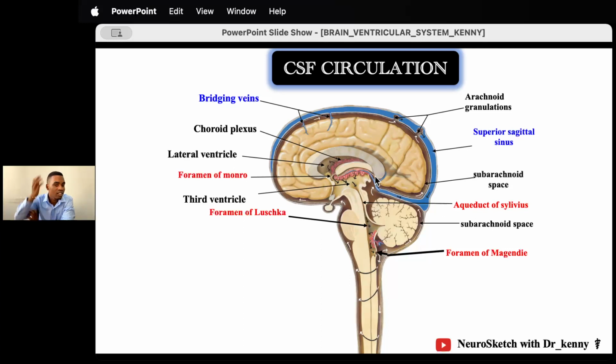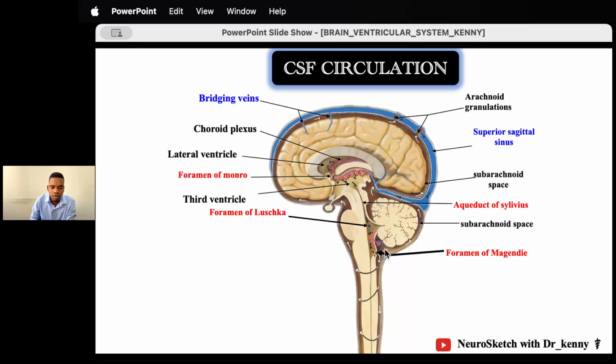So this is just a sagittal section showing only the right half of the brain. But I hope you remember that we have seen 2 foramina of Luschka, 1 on the right and 1 on the left, and also the 2 foramina of Monro, 1 on the right and 1 on the left. Once this fluid leaves the fourth ventricle, there are only 2 possible ways that this fluid will go.